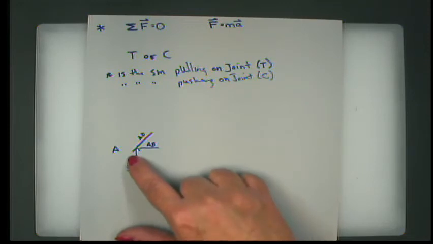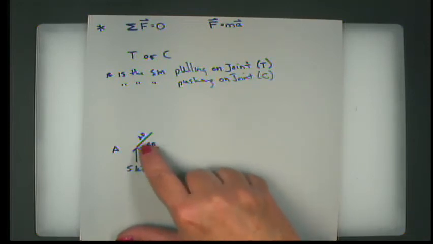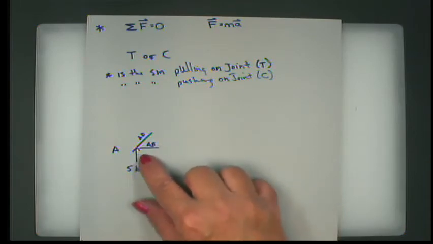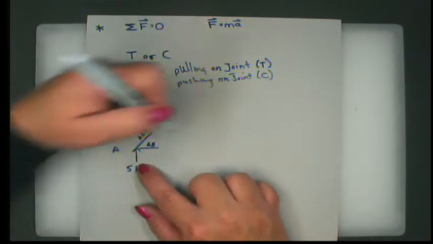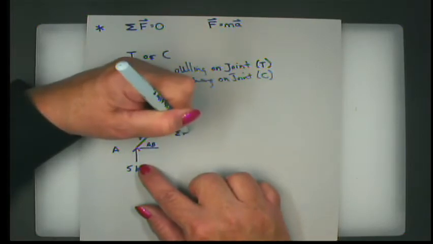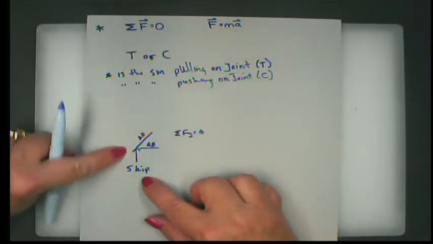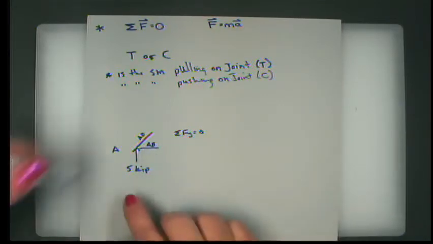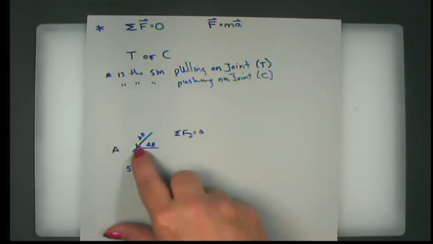5 kips is pushing up, right? So AB does not have a y component because it's purely horizontal. AD has a horizontal and a vertical component because it's at an angle. So in other words, in order to attain this requirement of summation of forces of y equals 0, if this is pushing up, AD has to be pushing down, doesn't it? Do you see that? Because it's the only thing that's going to counteract that 5. So it has to look like this.